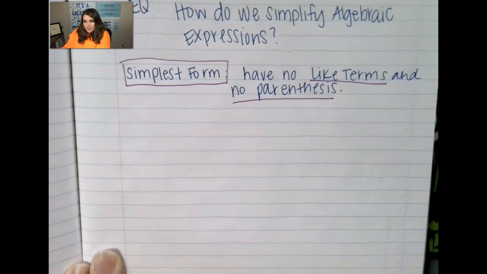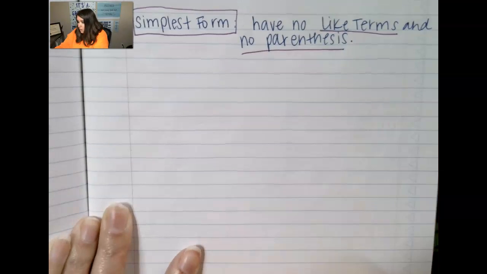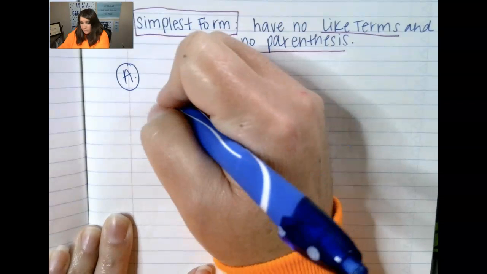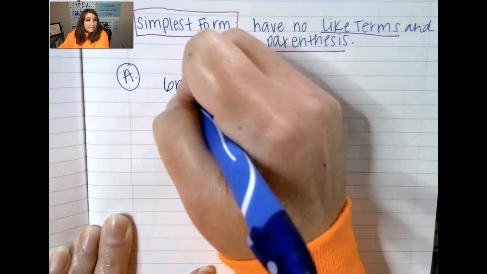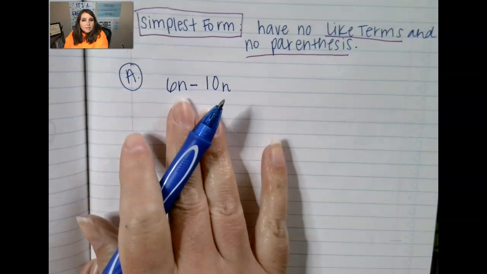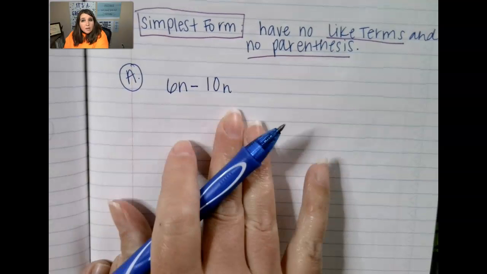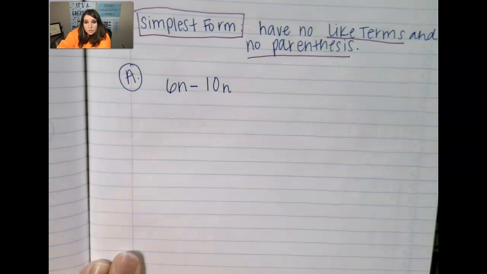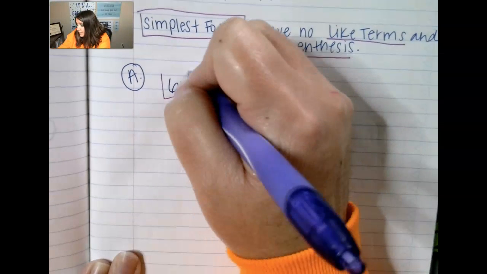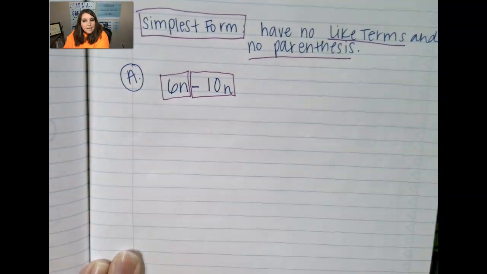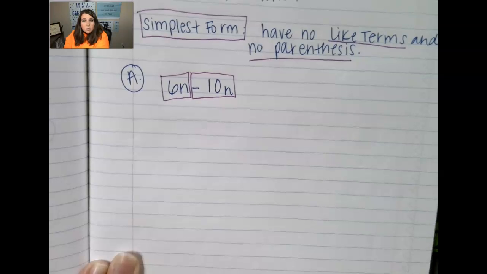So let's look at an example. Our first example, example A, has 6n minus 10n. This is not in simplest form because both of these are like terms. We can combine 6n and 10n. We can combine these n's to solve. So they're both the same like terms.